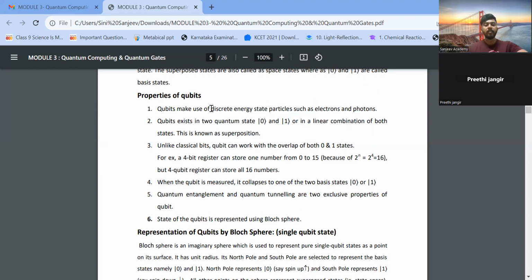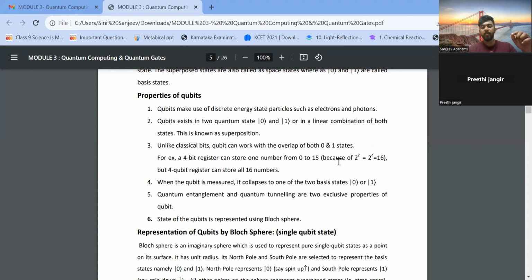That's it. So qubits, that is quantum bits, make use of discrete energy states of particles such as electrons and photons. Same thing, whatever I discussed, same thing is only the properties. So it exists in two states, 0 and 1, in a linear combination of both states. This is the superposition. Superposition means alpha of 0 plus beta of 1.